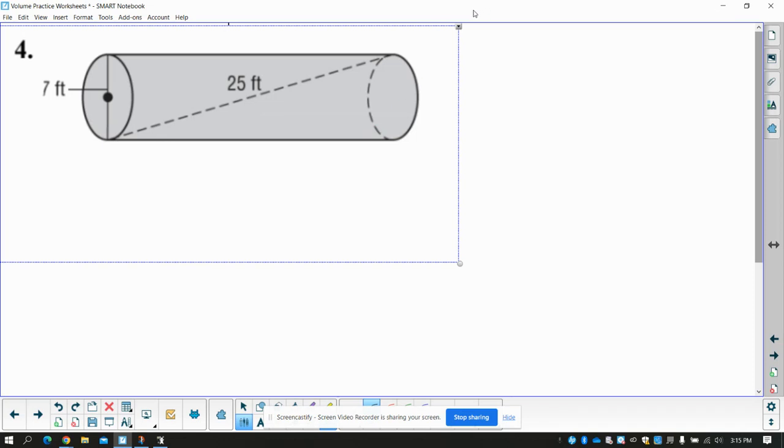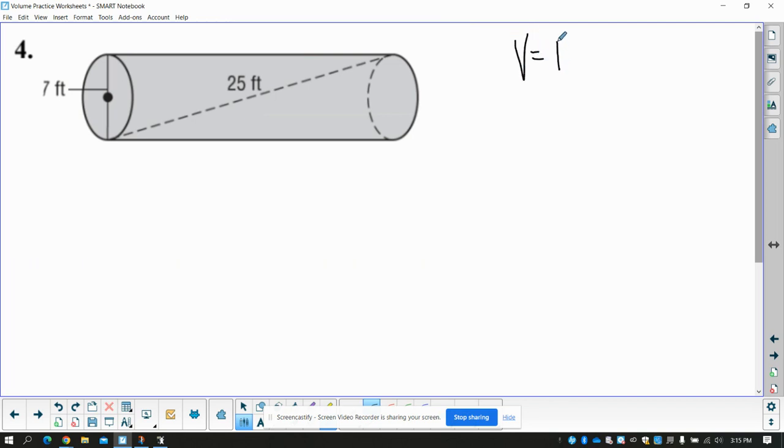Problem number 4, and in problem number 4 we have another cylinder. Volume of a cylinder is area of the base times the height. Sometimes with a cylinder we write the volume formula as pi r squared h, because this pi r squared is the area of the base since the base is a circle. So we can go with this. Now let's see if we have the information that we need to work this out.